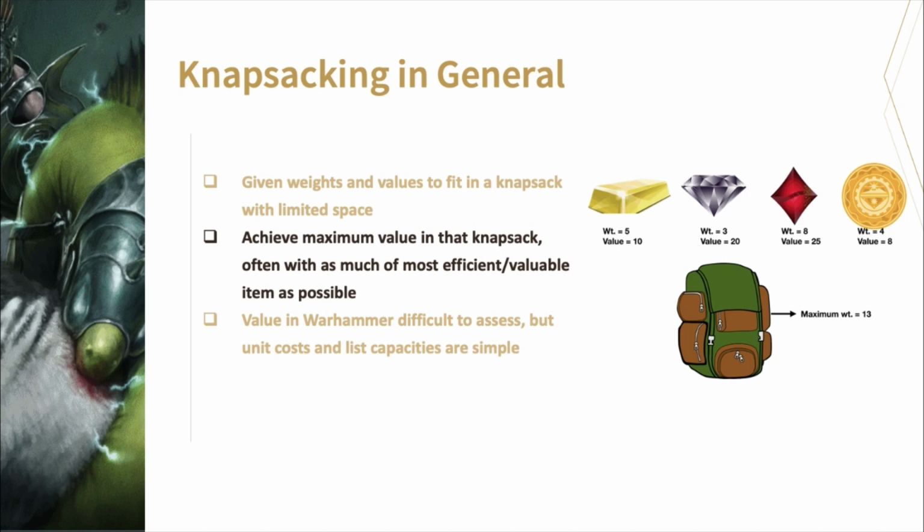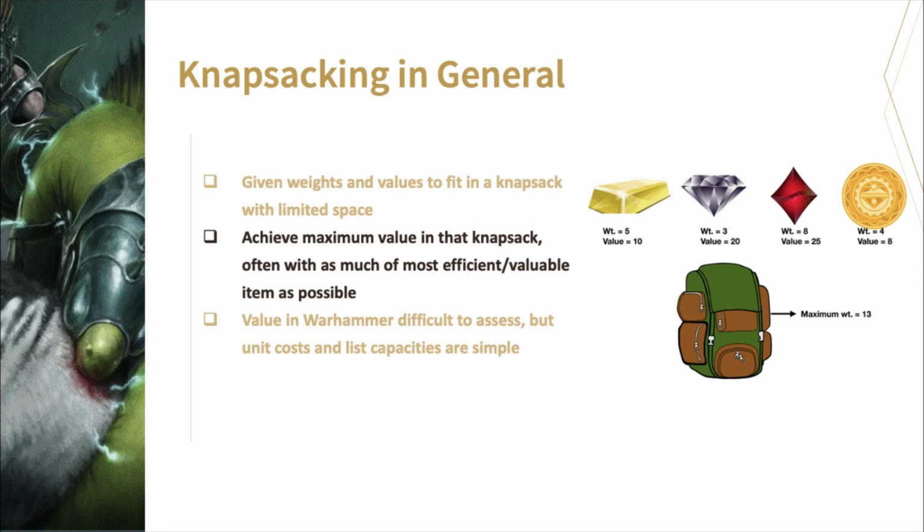So as I noted here, we're given weights and values to fit in a knapsack with limited space. In this photo to the right, we see a knapsack which has a maximum weight of 13. So this is its capacity. And then we see 4 different items of value: gold, diamonds, rubies, and coins, that each have their own weight and implicit value. Now, obviously, the weight is fixed, how much space it occupies, but the value is obviously subjective from one person to the next.